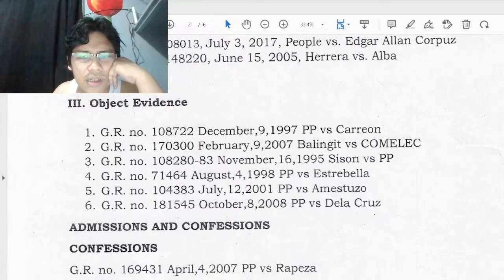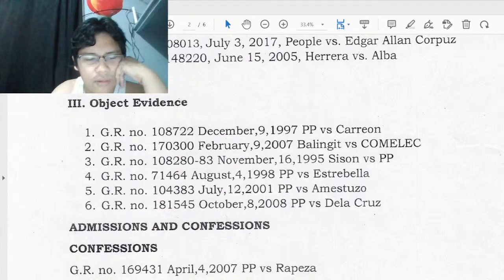Object as evidence. Objects are those addressed to the senses of the court, the five senses. When an object is relevant to the fact in issue, it may be exhibited to, examined, or viewed by the court. Let's view the first case, People versus Carrion.